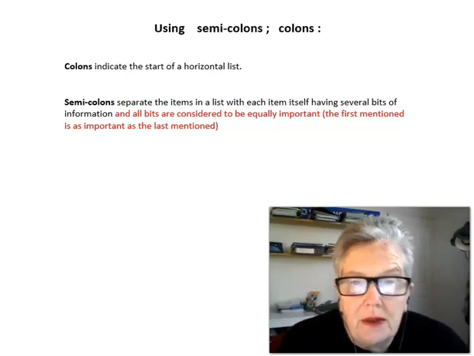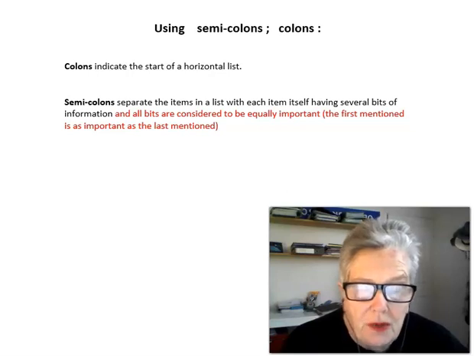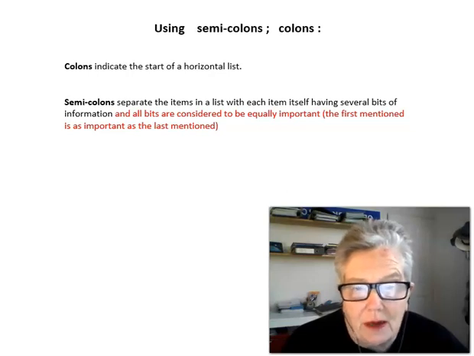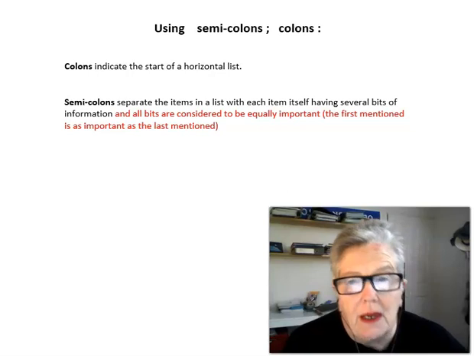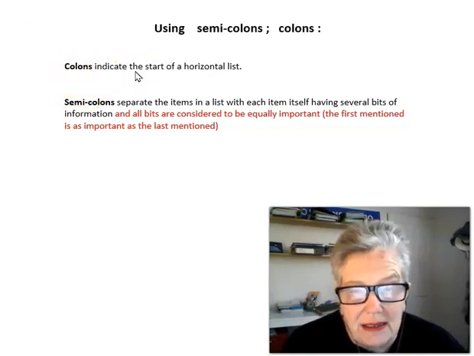This is all about using semicolons and colons, punctuation marks in your English. A lot of people overlook these and just really concentrate on commas and full stops. But these two little guys are really, really useful with your OET writing. Now, colons indicate the start of a horizontal list.